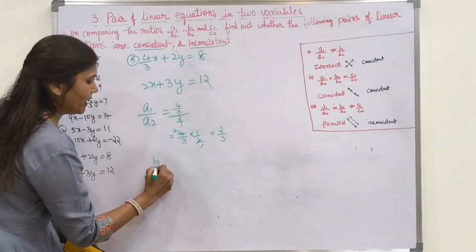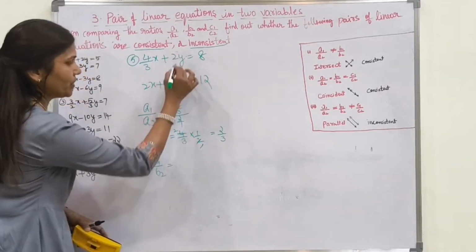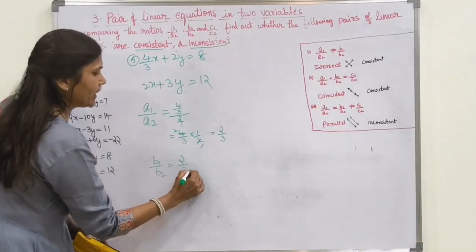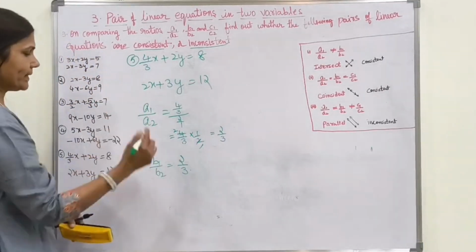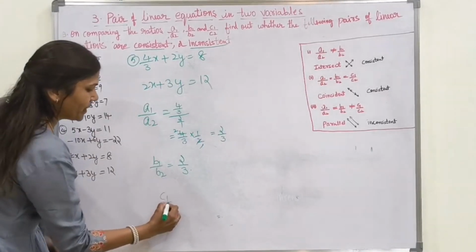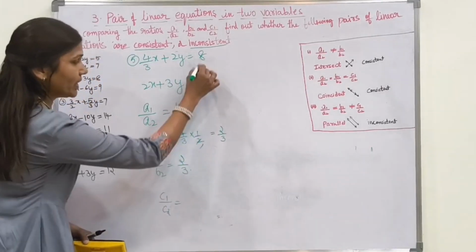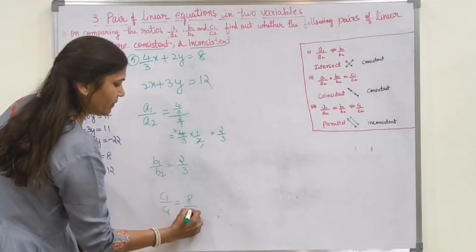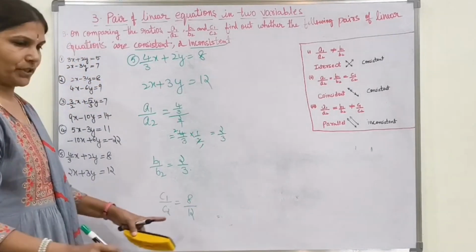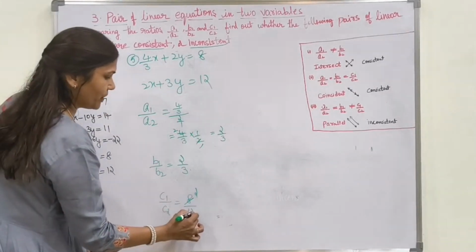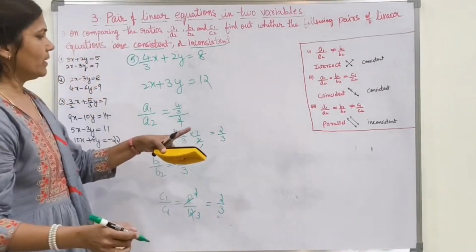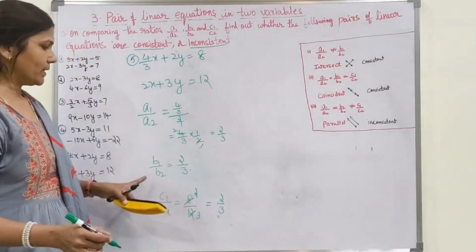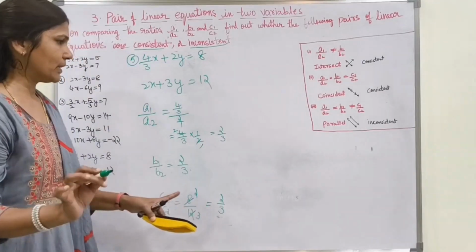Next we will do B1 by B2. B1 means what? 2. B2 means what? 3. So you observe, cancel is not possible. Keep like this only, 2 by 3. Next C1 by C2 we will do. C1 means what? 8. C2 means 12. Both can be cancelled. 4 2s are 8, 4 3s are 12. So 2 by 3. You observe here: first one is 2 by 3, second one also 2 by 3, third one also 2 by 3.